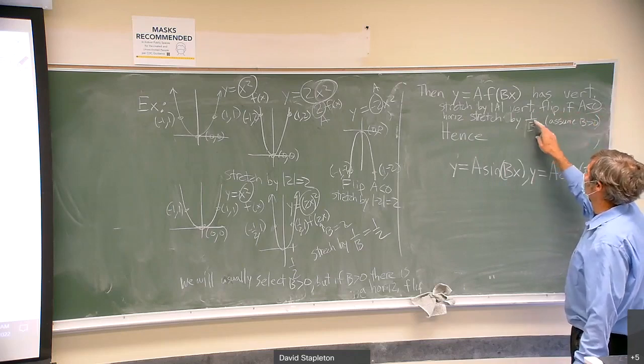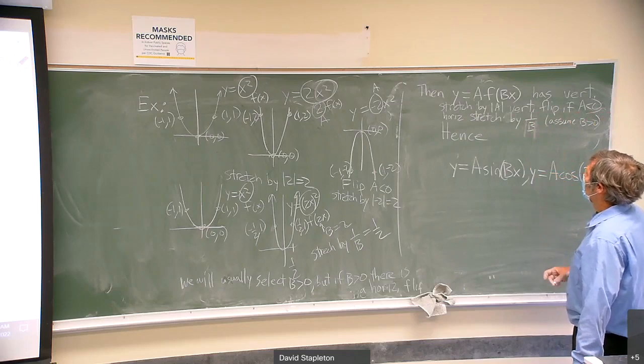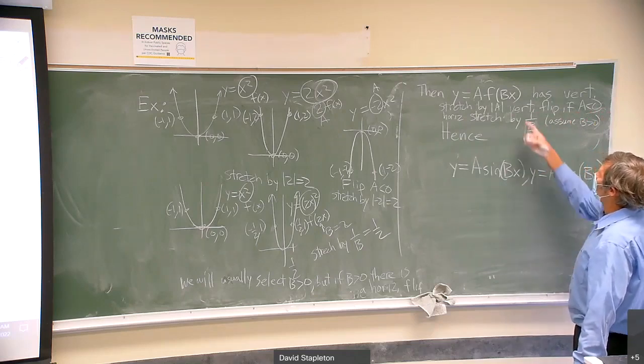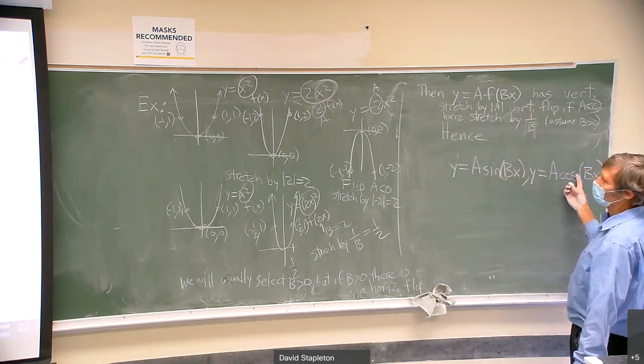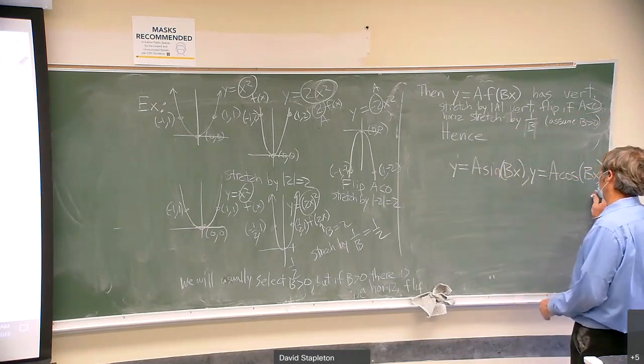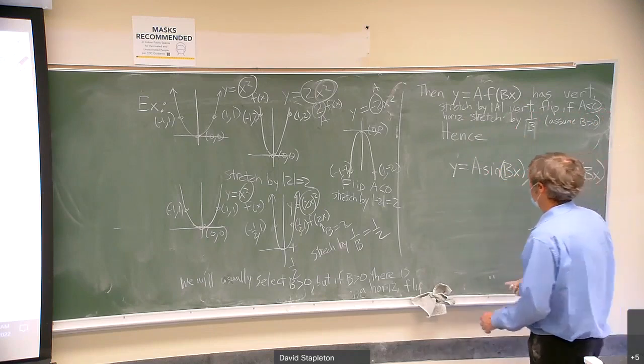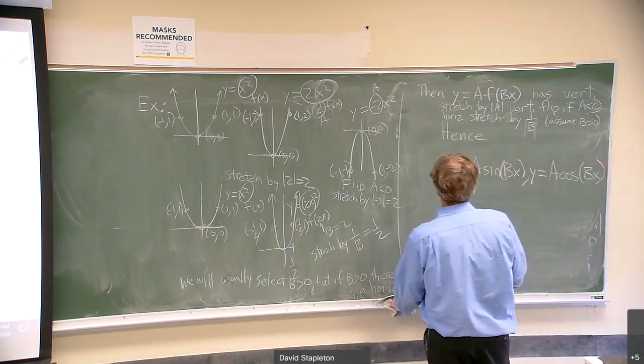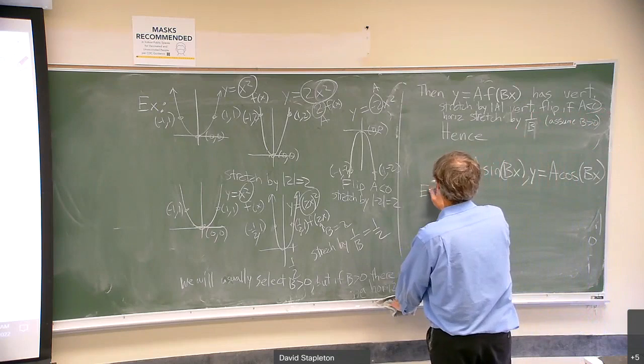If b is less than 0, you also get a horizontal flip. So this one is exactly that kind of thing. We take the sine and the cosine that we graphed, and we do the vertical stretch at absolute value of a, and the horizontal stretch 1 over b. And then we can do a vertical flip if a is negative.